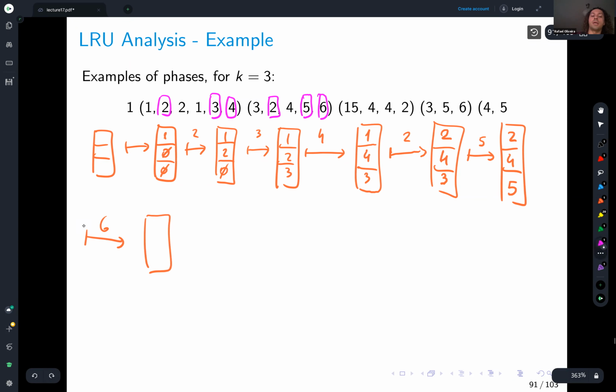So you can see that in each phase I'm making exactly k misses, by the definition of our phase. Now, who exits the cache here? Well, 5 and 4 were recently used, so 5 and 4 stay, and then 2, and so on. Does that make sense?